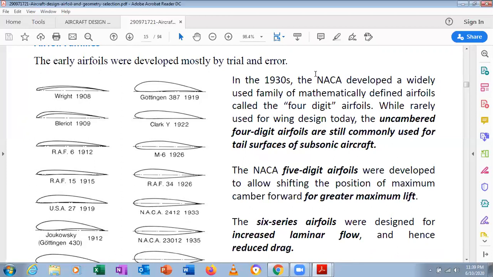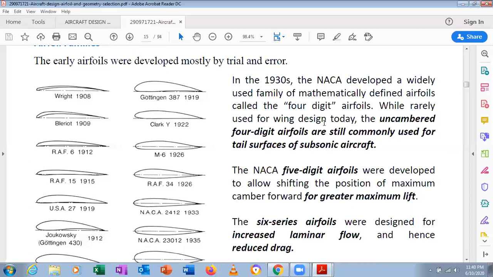In 1930, NACA, the National Advisory Committee for Aeronautics, in America, developed a widely used family of mathematically defined airfoils called the 4-digit airfoils. NACA is what is now NASA. Before, it was called the National Advisory Committee for Aeronautics. Now we are calling it NASA. It's called what? 4-digit airfoils.